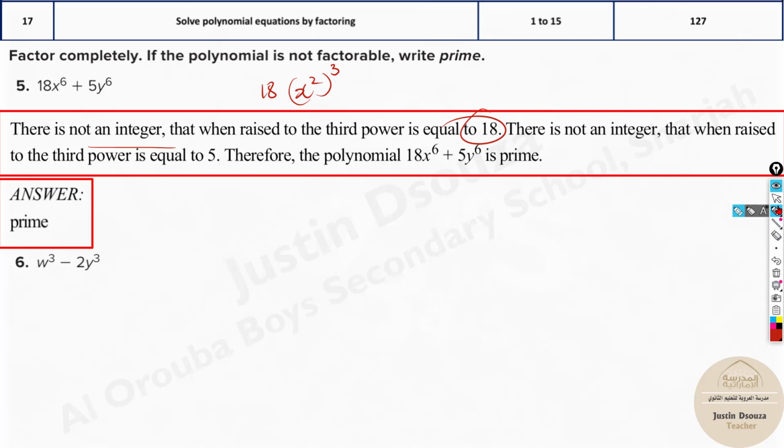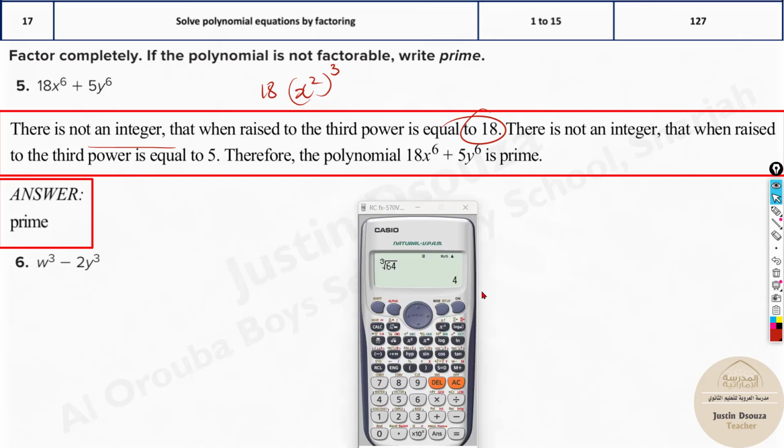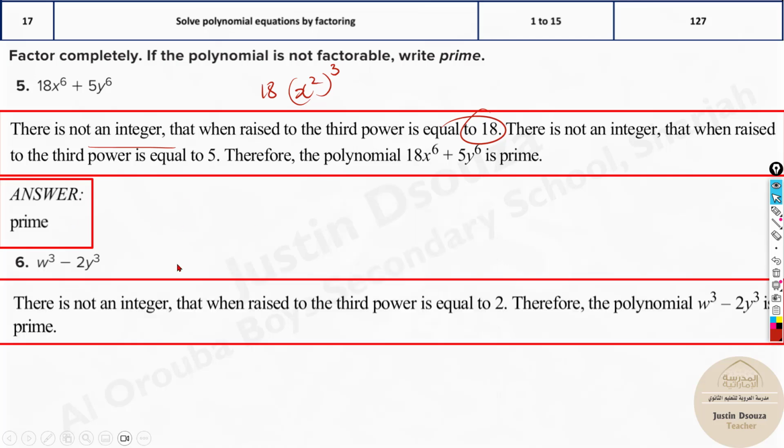So how do you check? Let's take our calculators. In this cube root, just put 18 over here. It will never be a whole number. It's 2.62. It just keeps on going, right? So there is no way you can write this as a whole number or an integer the whole cube. And what about the other number as well? 5 also, it's not possible. See, there is no way. So therefore we call it prime.